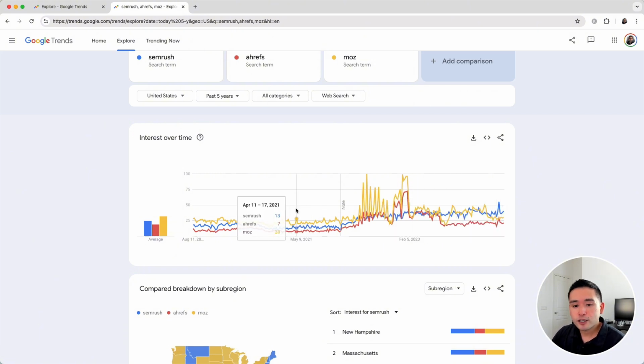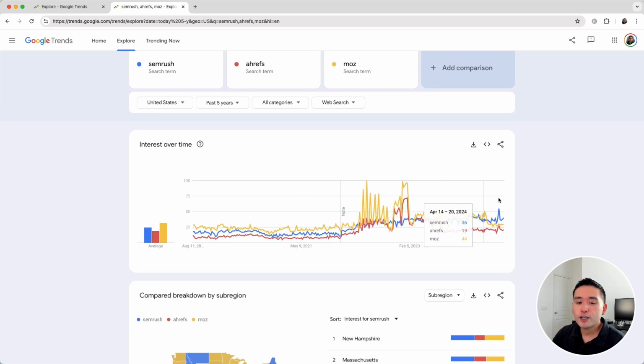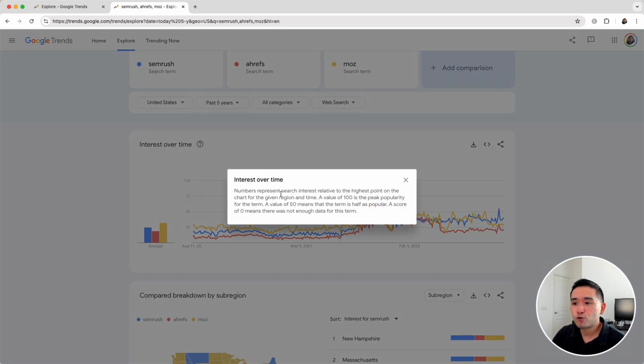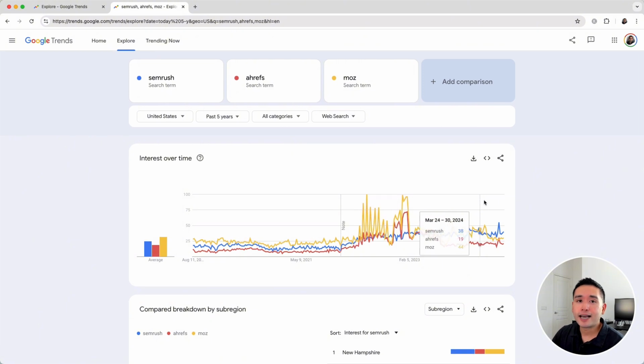Now, this is great, but if you want to really see what topics are truly highest search, you need Keywords Everywhere, because this interest over time graph only tells you part of the story. If you read the explanation, it says these numbers represent search interest relative to the highest points on the chart for the given region and time. So this line graph is relative to the highest point in this chart. But when we are planning out what topics to write about, we do need more accurate data like search volume. So that's where Keywords Everywhere comes into play.